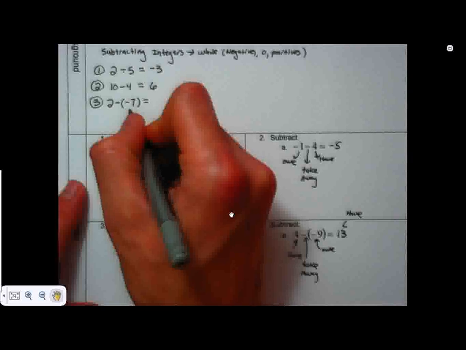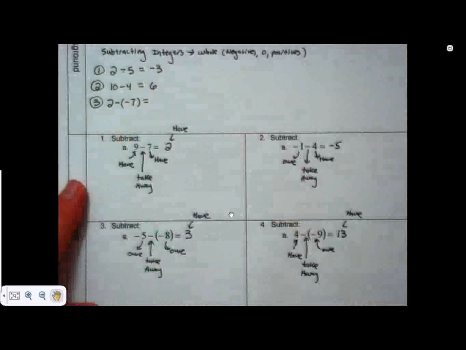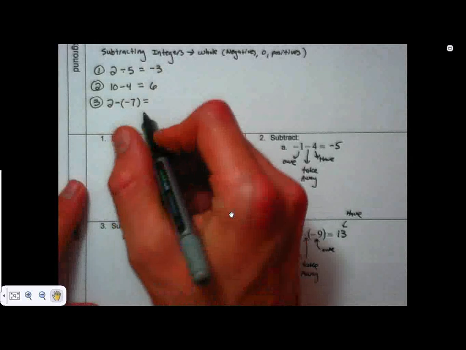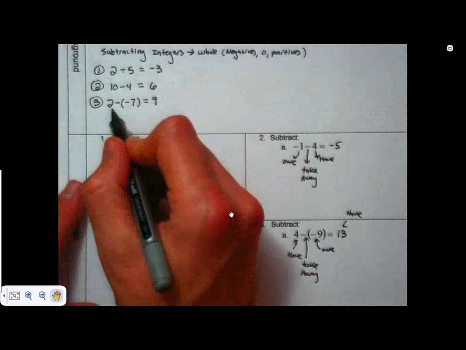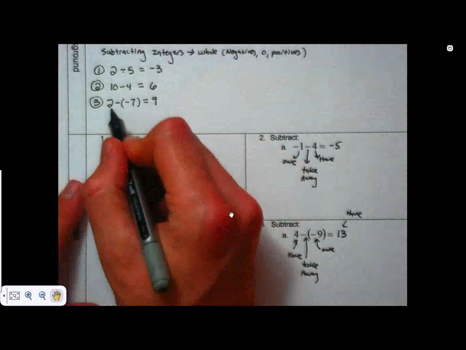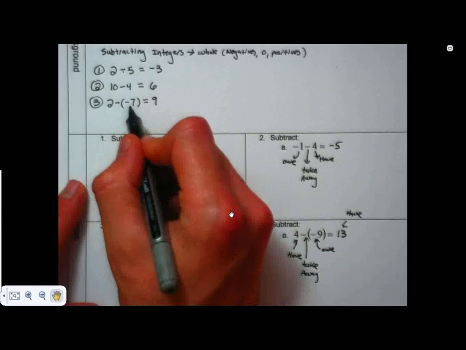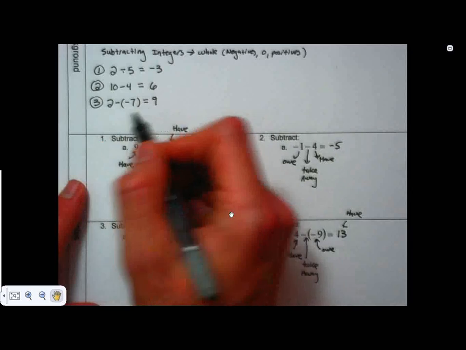Okay, the third example is 2 minus a negative 7. Well, you should have gotten an answer of 9 in this case. You began by having 2, and because we're subtracting a negative, it's like somebody's taking away $7 of your debt, which makes you $7 richer than where you started.